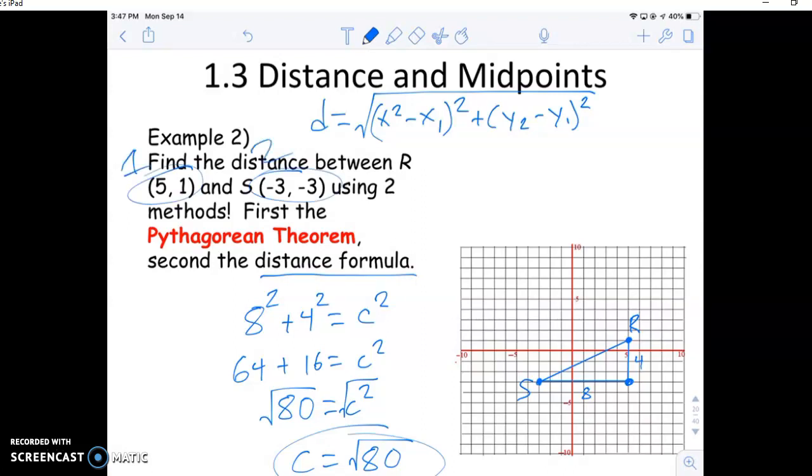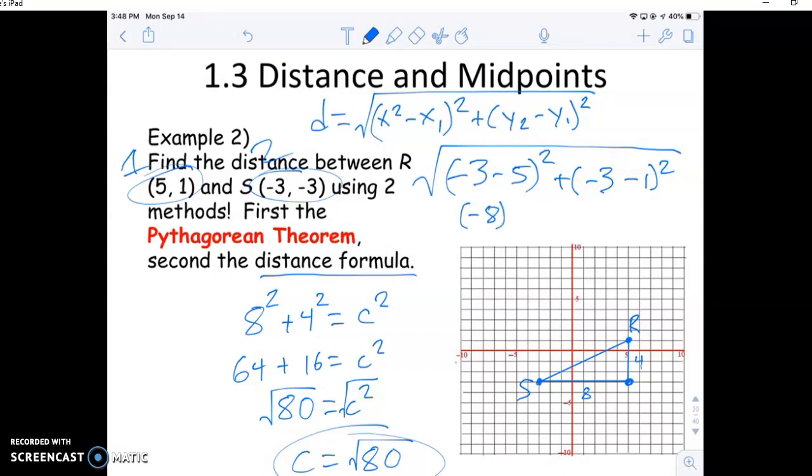So x2 would be negative 3, x1 is 5, so we're just plugging in values. And y2 is negative 3, and y1 is just 1. And we're taking the square root of that side. That's going to give us the distance. So negative 3 minus 5 will give us negative 8. And then negative 3 minus 1 gives us negative 4.